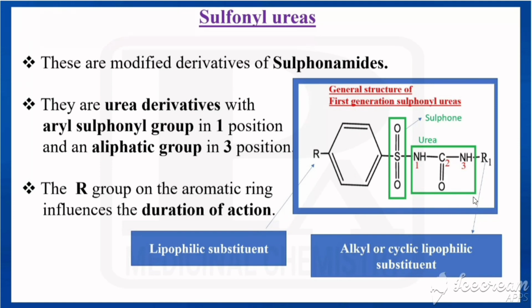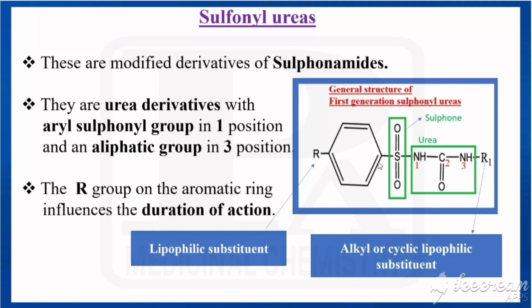They have a urea structure. So it is a urea derivative with an aryl sulphonyl group. One end is connected with aryl, which is an aromatic ring. So the aromatic sulphonyl group is in first position, and the third position is connected with an aliphatic group. This aromatic ring has one substitution. This substituent is responsible for the duration of action.